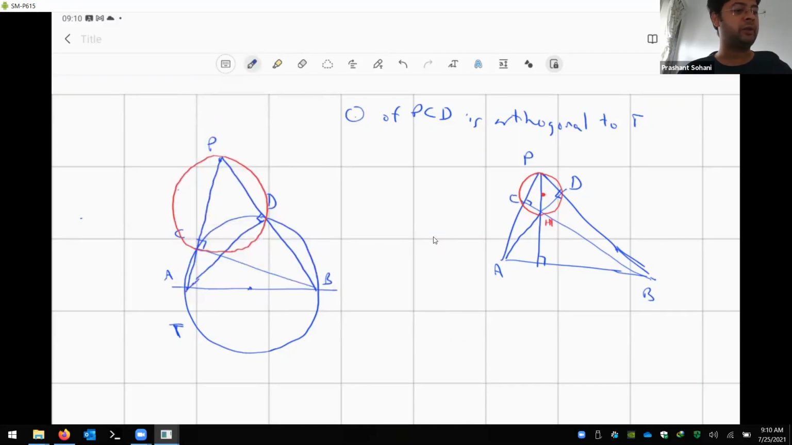The circle with diameter AB will also pass through C and D, correct? Yes, sir. And what is its center? Its center is the midpoint of AB. So if I call it M. Yeah. Okay.